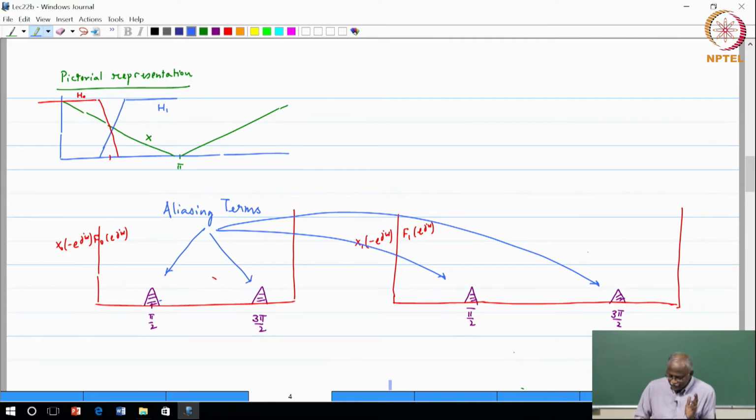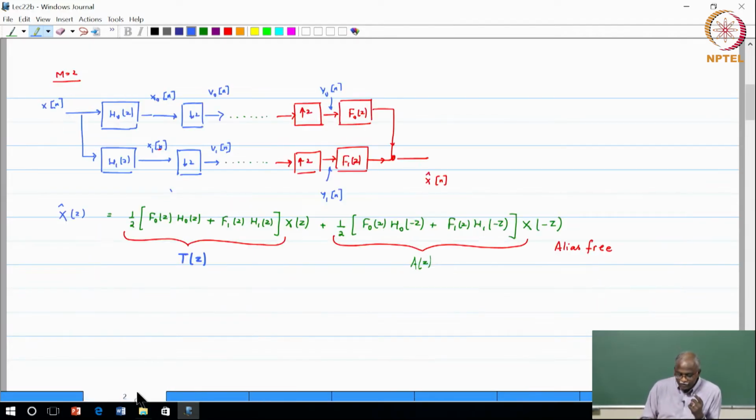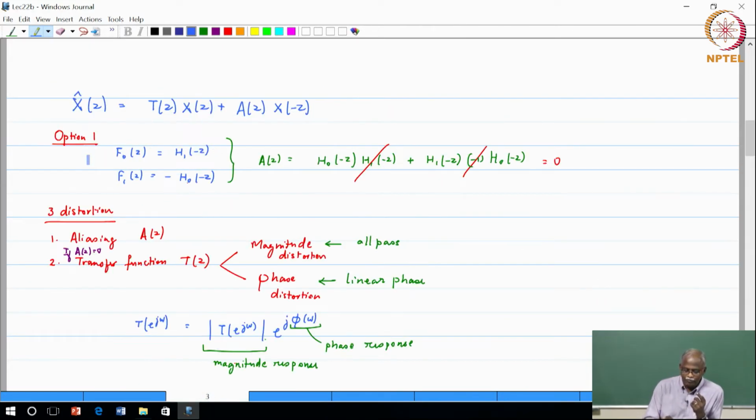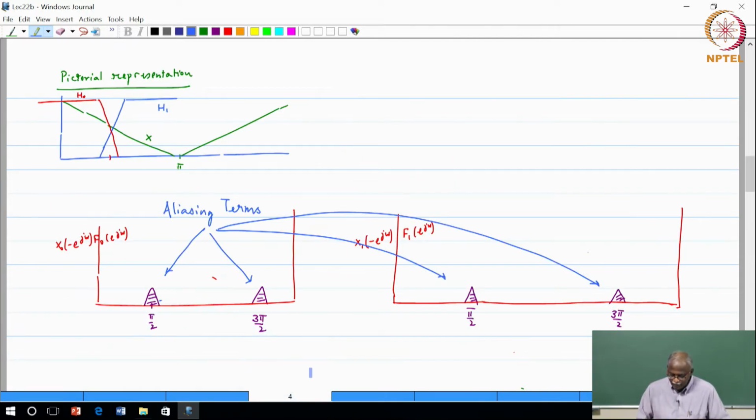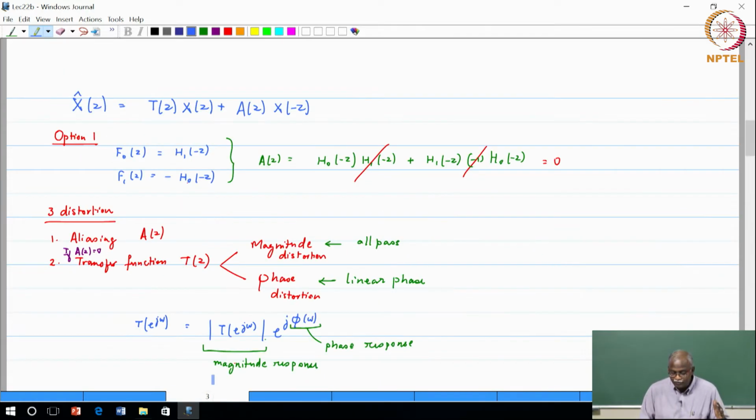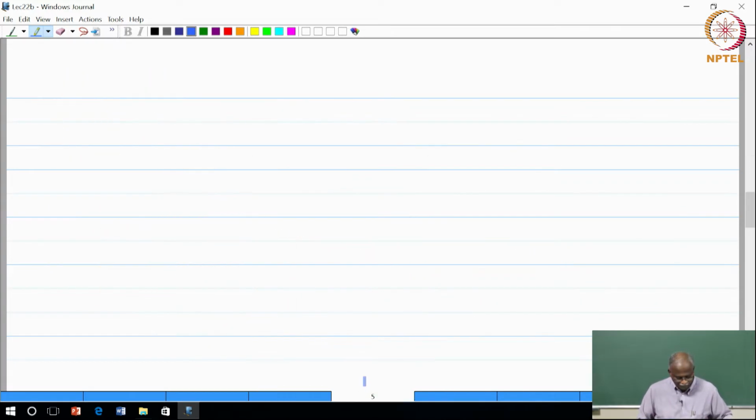So some elements that I just wanted to emphasize. We can get rid of the aliasing, that is point number 1. The choice of the filters that will eliminate aliasing, one of the options is here. This may or may not be the only option. So this is a sufficient condition for the elimination of aliasing. And when we eliminate aliasing, we get a transfer function LTI system, and we can take care of the magnitude response and phase response. Now I would like to spend a few minutes on this transfer function, because I think it's a very important element in our development of the theory of the filter banks.